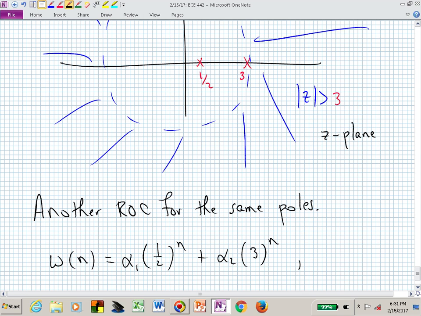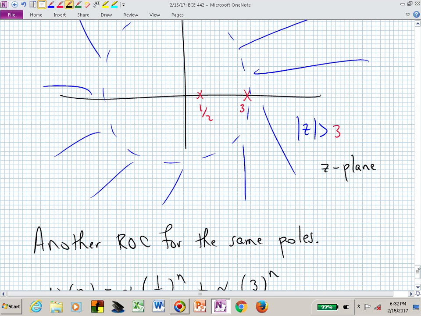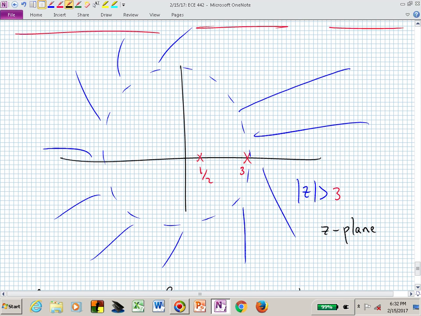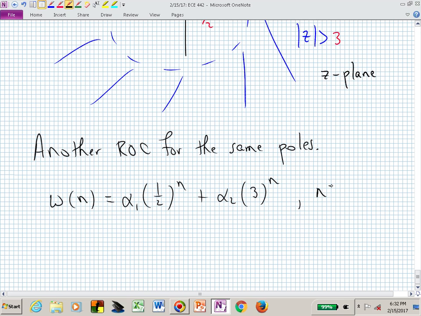Now, what n is this defined for? Can you tell that from the region of convergence? One way might be to say, if I'm staring at this, which side lies inside the region of convergence? And it's the right side. Is this a left-sided or a right-sided sequence? It's right-sided, it's causal, isn't it? So this is now true for n greater than or equal to 0.